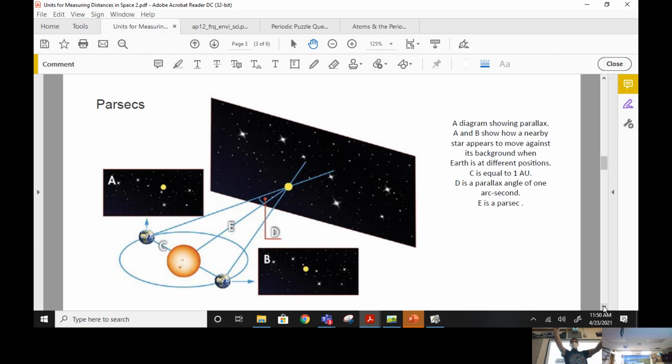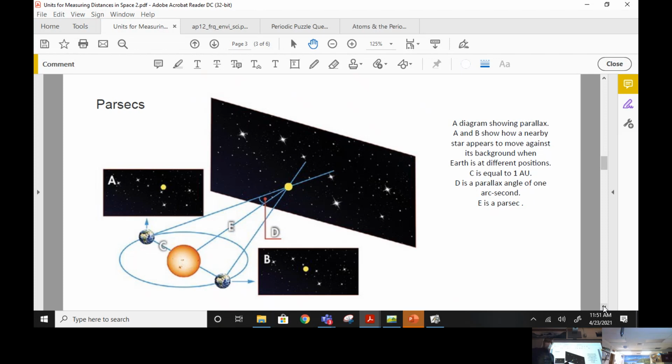So a closer object looked at from two different angles, my eyes, moves across the background. And that's what they're showing in this diagram. Here's the background of the stars, and we're looking at this star from the Earth. But on this day, we see it here, and notice how it's in a different place. The yellow star is in a different place compared to the background stars. You see how it moves from one spot to another? Can you recognize the Big Dipper constellation there?